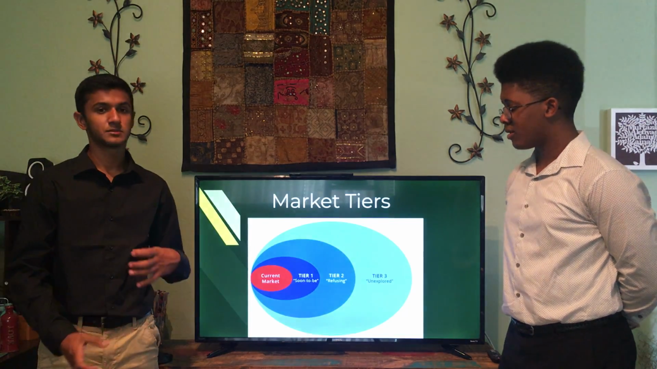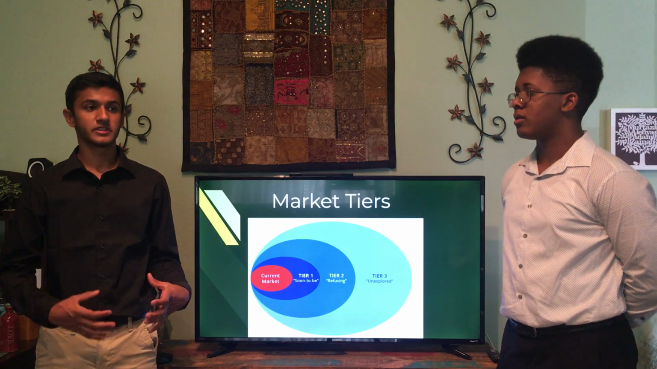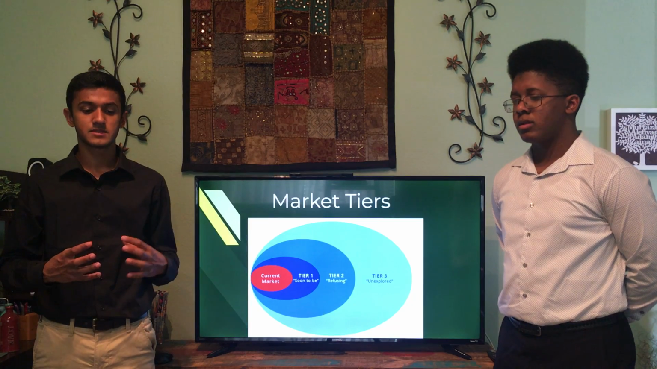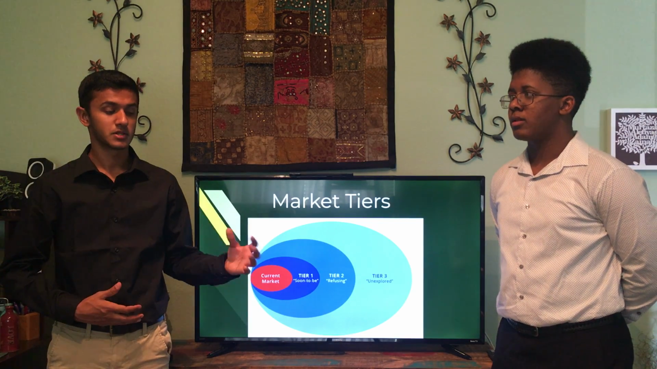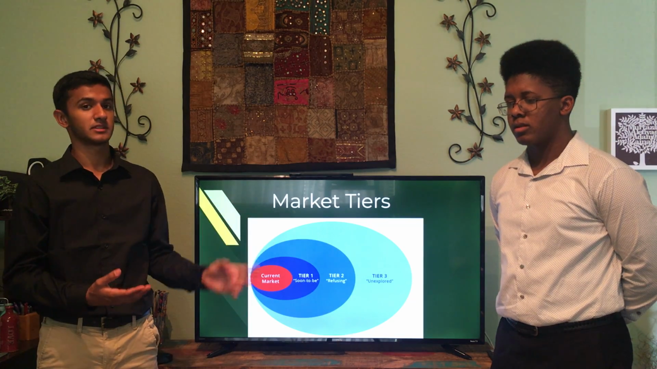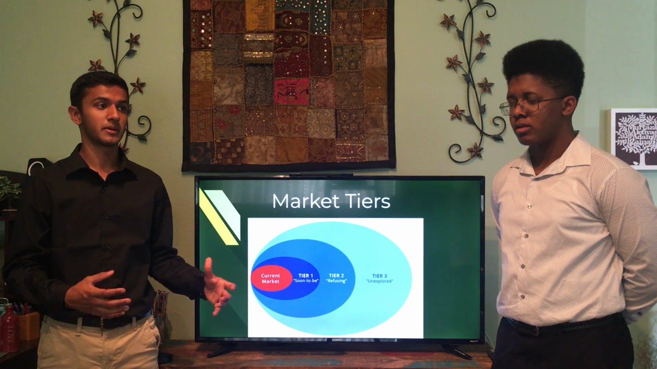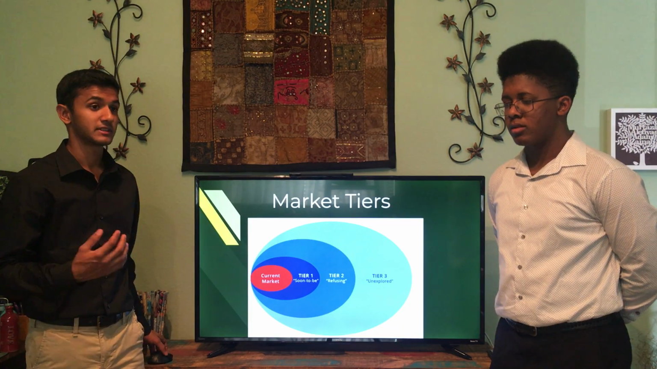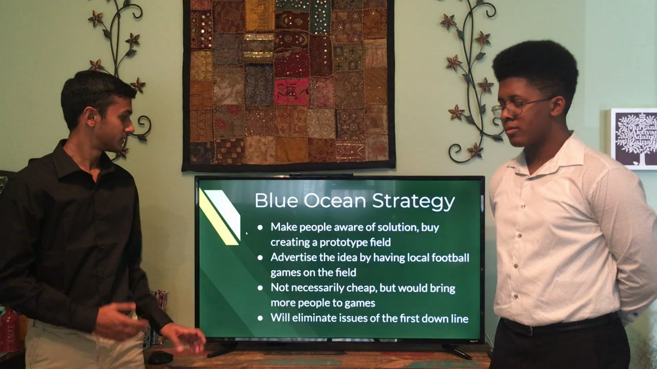And our unexplored market would be smaller stadiums. It's a much bigger cost for them to implement our solution compared to stadiums like the Citrus Bowl that have money that could implement it, which would be effective if they took up our solution.